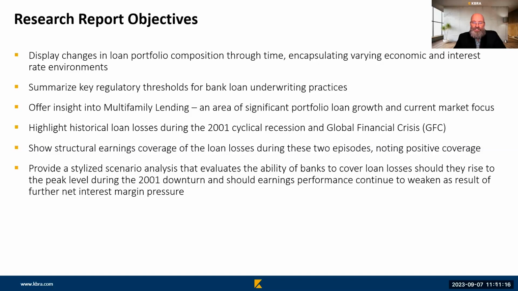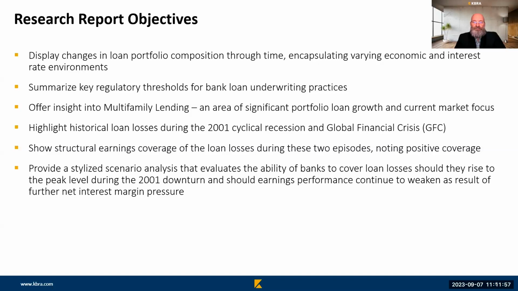A couple other things in terms of the objective. Multifamily lending, as we'll show momentarily, has grown significantly over the 20-year time horizon, with much of that growth coming in the last 5 years. Multifamily has been a strong performer for banks in terms of credit quality and growth. And so at this point, we thought it would be beneficial to offer a little deeper insight into that category, which we'll do. And then a little bit more of a history lesson, I guess. We're going to highlight how the historical loan losses developed in the 2001 cyclical downturn, as well as the GFC, the global financial crisis.